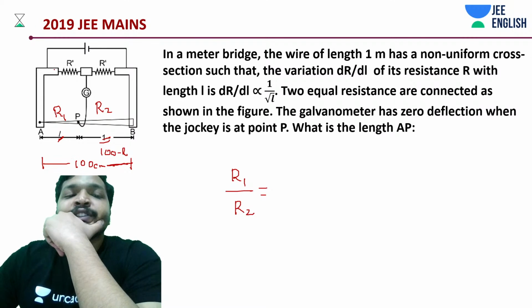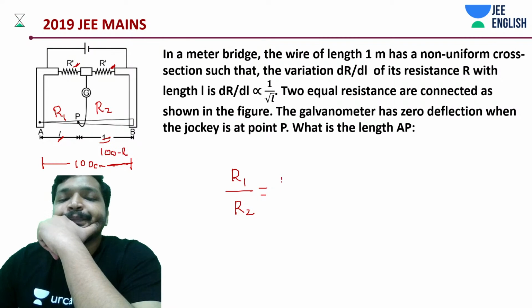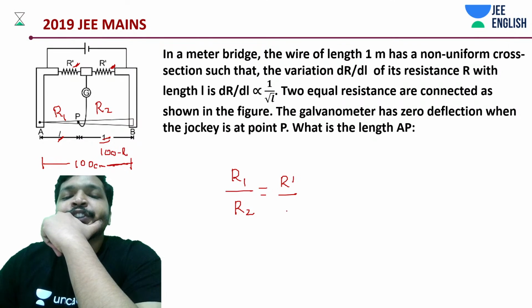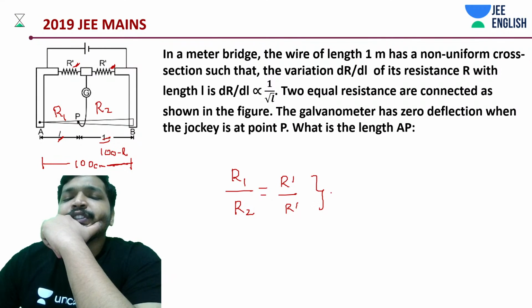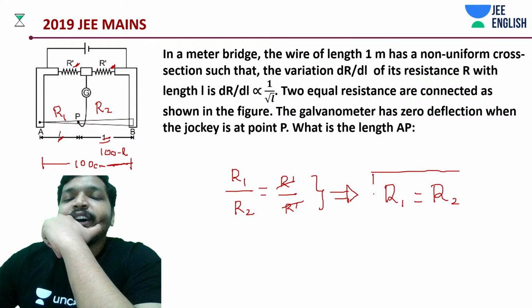It's a balanced Wheatstone bridge with 0 galvanometer deflection, R dash by R dash. The first thing we should conclude is that both are equal at this point. R1 is equal to R2. Alright, now we have an amazing thing over here.